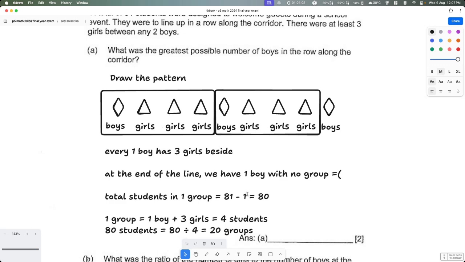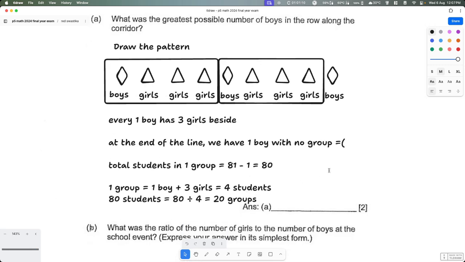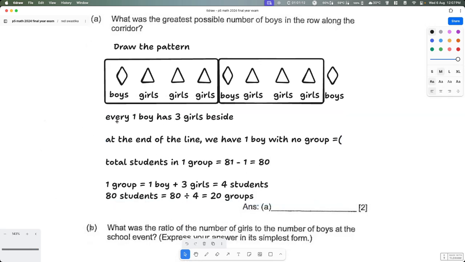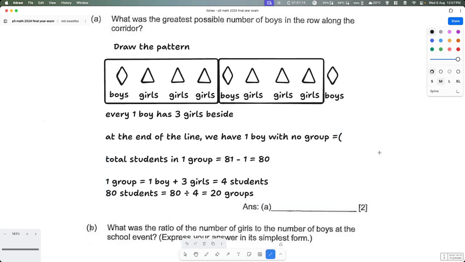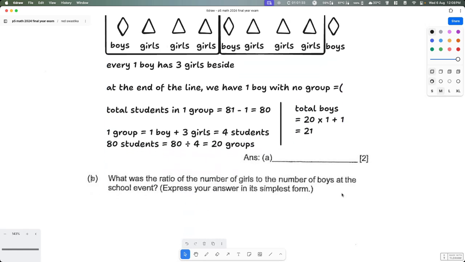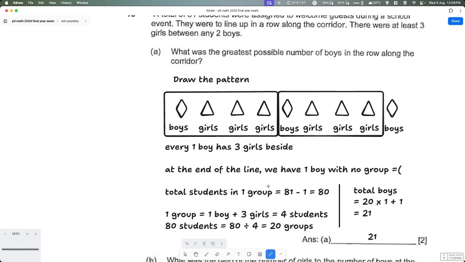So what's the greatest number of boys? For this case over here, let me write this as well. So total boys is equal to 20 groups times one boy, which is 20, plus one in this case over here. There you go, so that's the answer. Total boys will be 21. Okay, let's move on to the next part B.